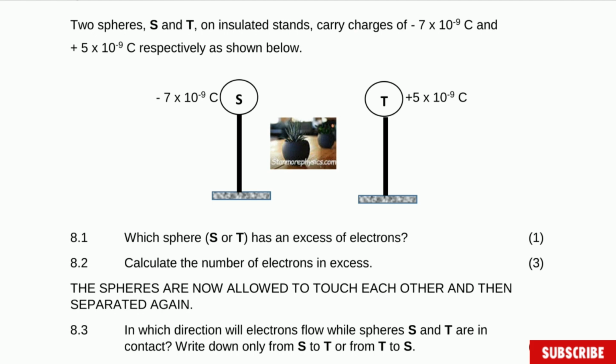8.1, which sphere, S or T, has an excess of electrons? And the answer is quite simple. This one has a negative charge, it means it has an excess of electrons. So the answer is S. That is an easy mark. In other words, S will have more electrons. Calculate the number of electrons in excess.